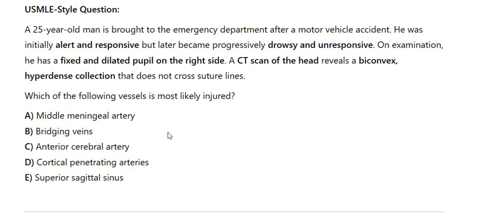A. Middle meningeal artery. B. Bridging veins. C. Anterior cerebral artery. D. Cortical penetrating arteries. E. Superior sagittal sinus. Answer: correct answer.